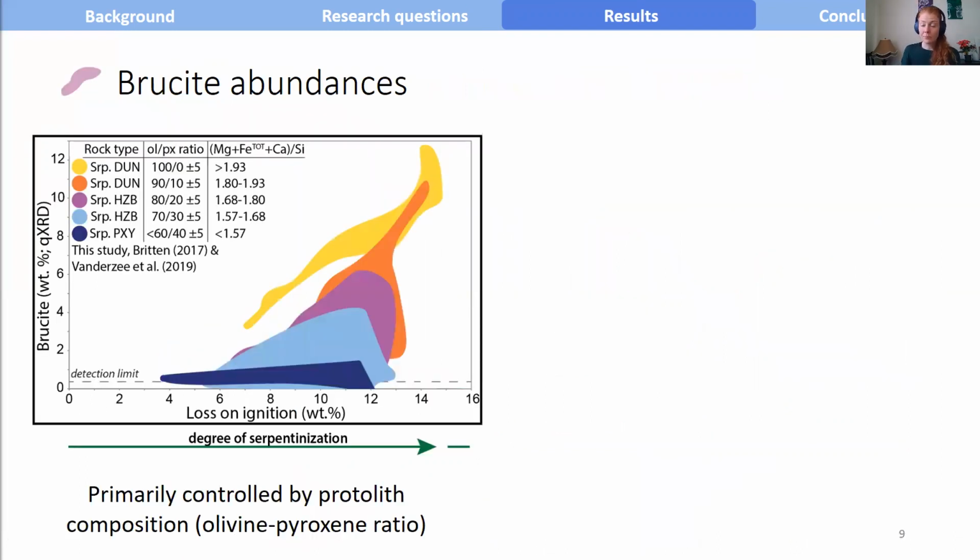So in more detail, the brucite abundances are plotted up on this graph over here. The x-axis is the same as in the slide before, and we have the brucite abundance on the y-axis. As you can see, the abundance of the mineral is increasing with a higher degree of serpentinization. It varies with the original olivine-pyroxene ratio of the protolith. So the higher brucite abundances are in the higher olivine-pyroxene ratio, or in the dunites.